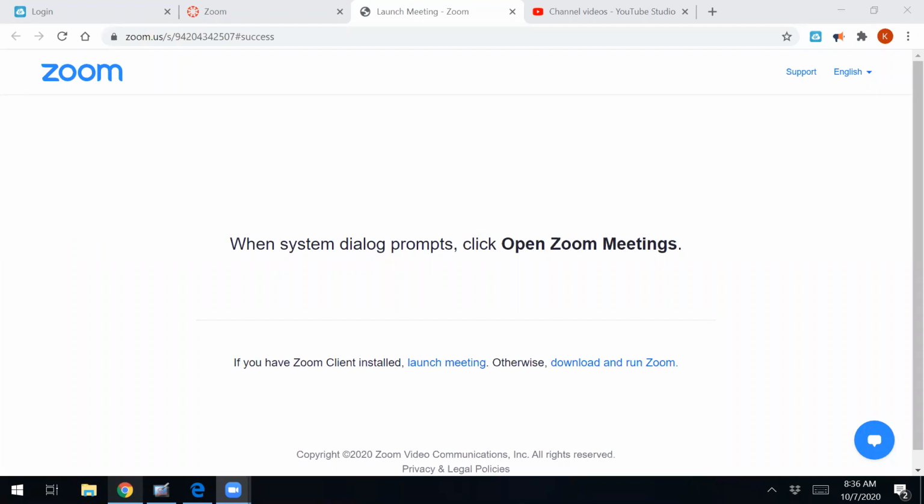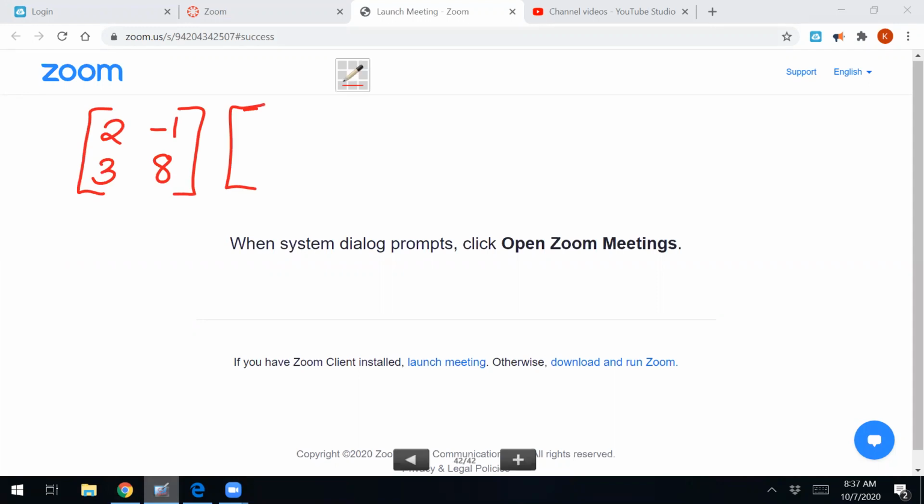Remember that if you are multiplying a matrix, let's say you've got 2, -1, 3, and 8, and you're multiplying it by, we'll say, 4, 7, -3, and -2.